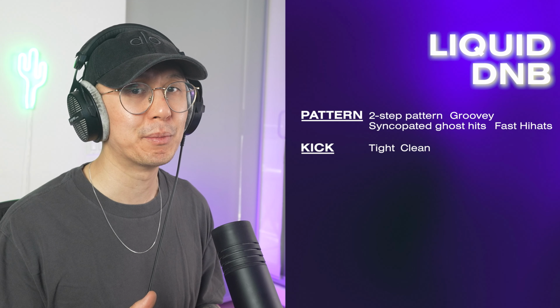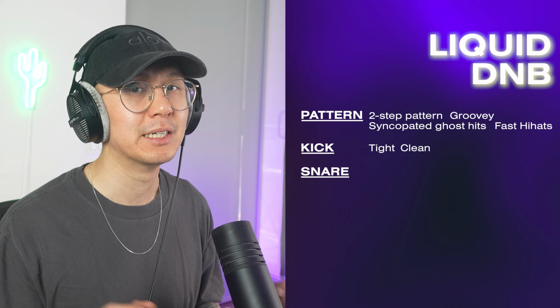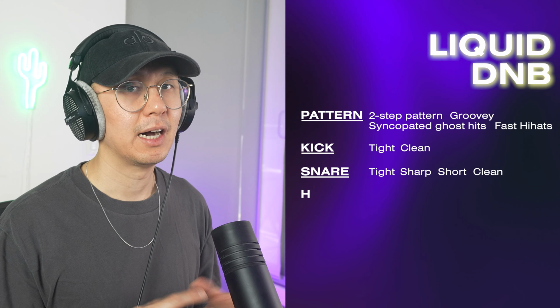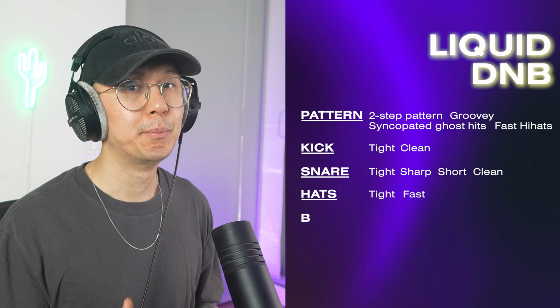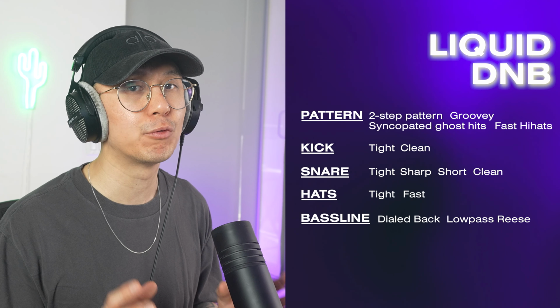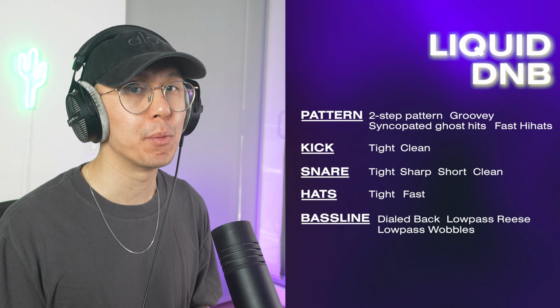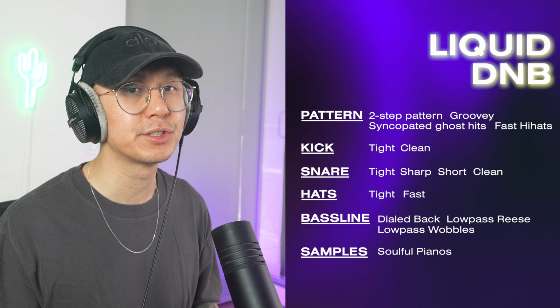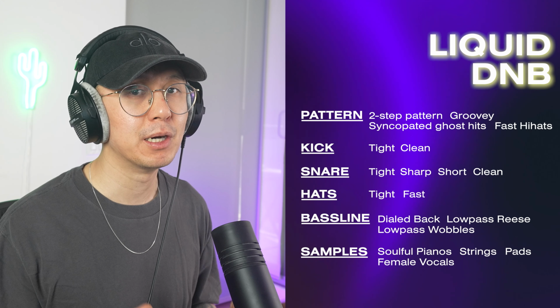And for modern liquid drum and bass, the snare sample is often tight, sharp, sometimes short and clean. The hi-hats are usually tight and fast. The bass lines are usually more dialed back, often a low-pass rumbling reese bass or a low-pass wobble bass. Additional layers on top include soulful pianos, strings, pads, and female vocals.